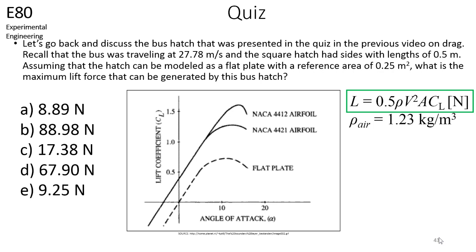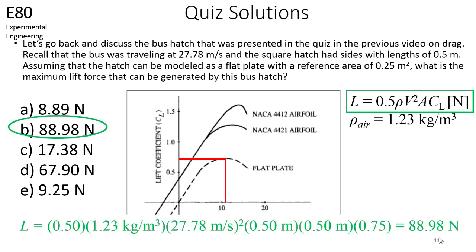Let's go back and discuss the bus hatch that was presented in the quiz in the previous video on drag. Recall that the bus was traveling at 27.78 meters per second, and the square hatch had sides with lengths of 0.5 meters. Assuming that the hatch can be modeled as a flat plate with a reference area of 0.25 square meters, what is the maximum lift force that can be generated by this bus hatch? You will be needing the following information, and your choices are shown on the left. Please pause the video, work out this problem, choose a solution, and unpause the video to see the solution.